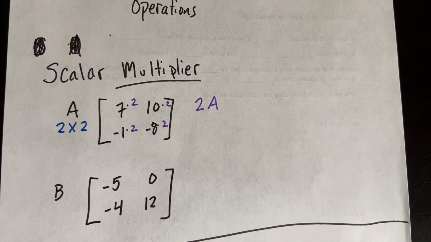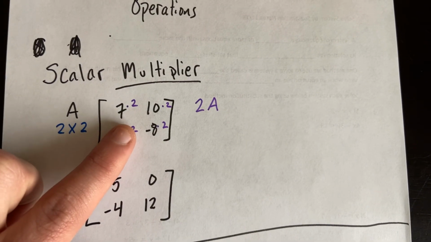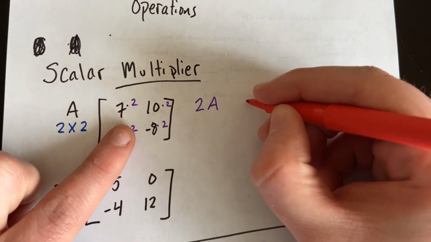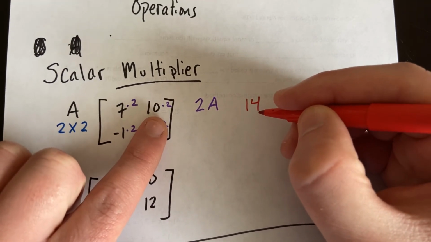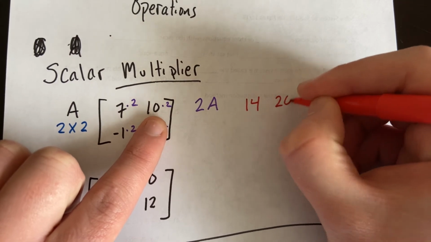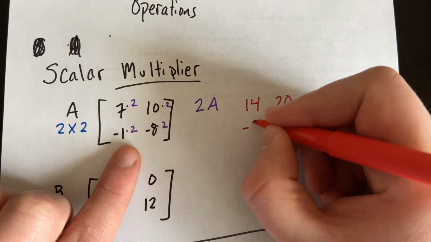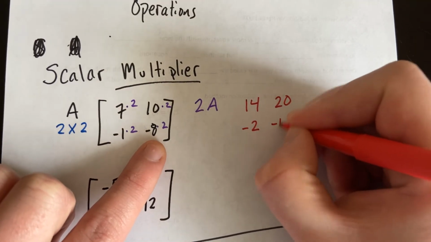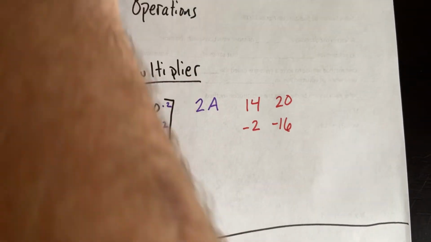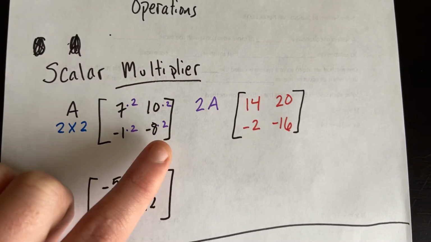We're multiplying 2 times A. So we're going to take every number that we see inside that matrix, and we're going to multiply it by 2. So the first row, first column there, we see is 7. 7 times 2 is 14. First row, second column, we have 10 times 2, which is 20. Second row, first column, we have negative 1 times 2, which is negative 2. And second row, second column, we have negative 8 times 2, which is negative 16. So here would be my new matrix.